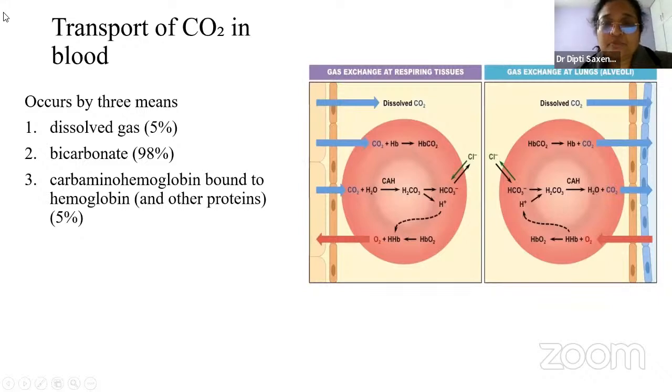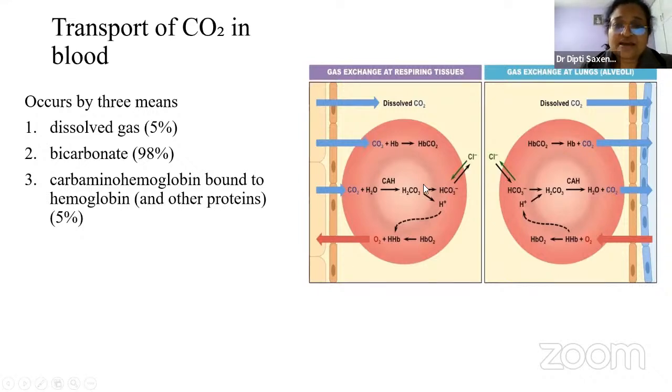Now we can see this very clearly in this diagram. The upper arrow we see here is the dissolved carbon dioxide. Then in the RBCs, we have an important enzyme, carbonic anhydrase, which causes the reaction that combines carbon dioxide and water to form carbonic acid. This carbonic acid is a weak acid which dissociates into bicarbonate and a proton, a hydrogen ion.